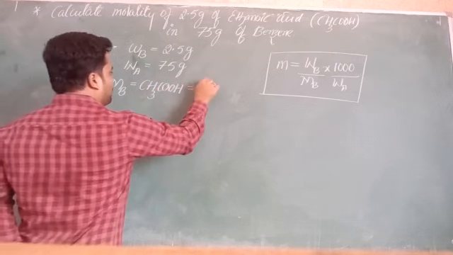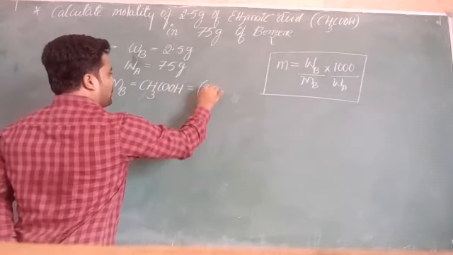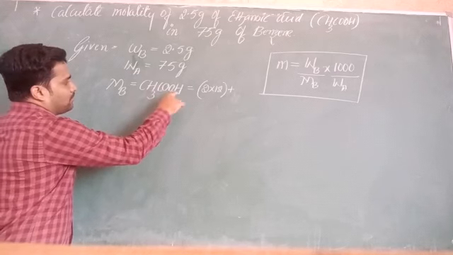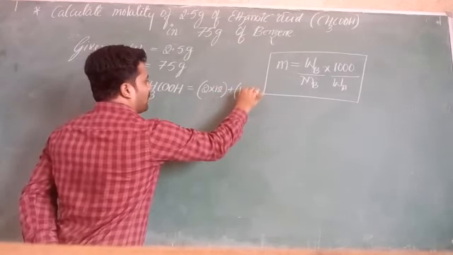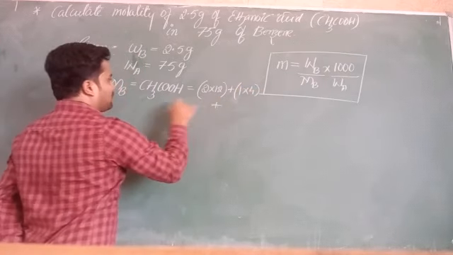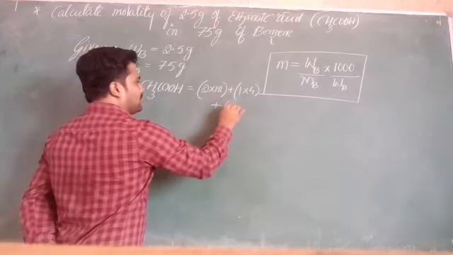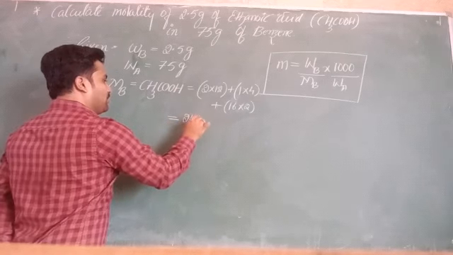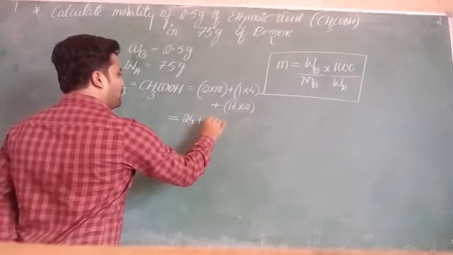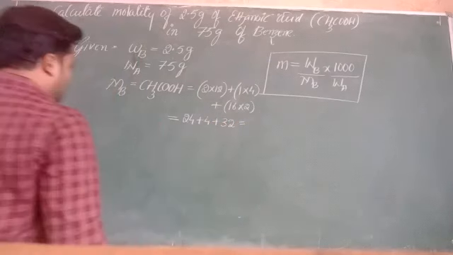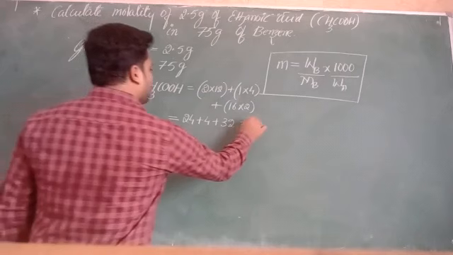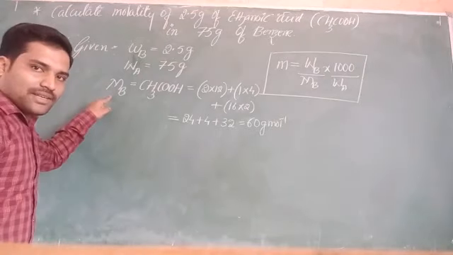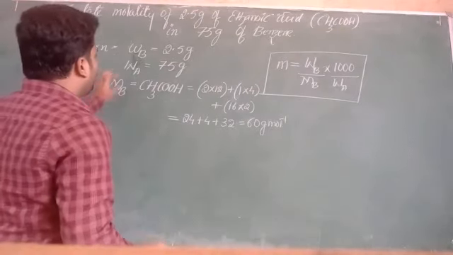CH3COOH, right? So here carbon 1, 2, that is 2 into 12, plus hydrogen 3 plus 1, that is 4, that means 1 into 4, plus here you have 2 oxygens, that means 16 into 2. So now 12 twos are 24, plus 1 into 4, 4, plus 32. This is 24 plus 4 plus 32. It is 60 gram per mole. This is the molar mass of solute. Okay, so now we got all these three, right?